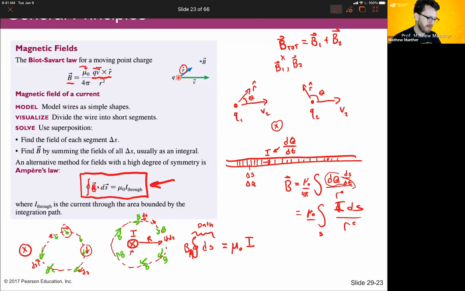So if I find a non-zero magnetic field summed up around some closed loop, a non-zero contribution to this path integral as I go around, I know then that I have some charge enclosed in that loop.